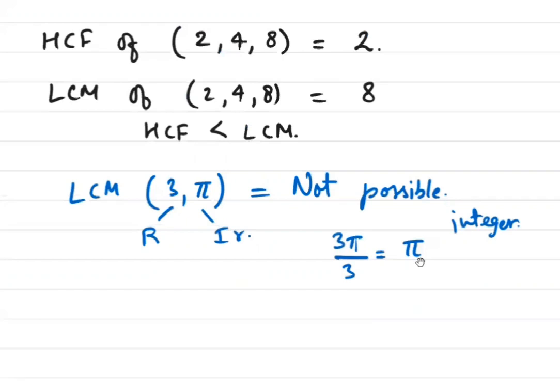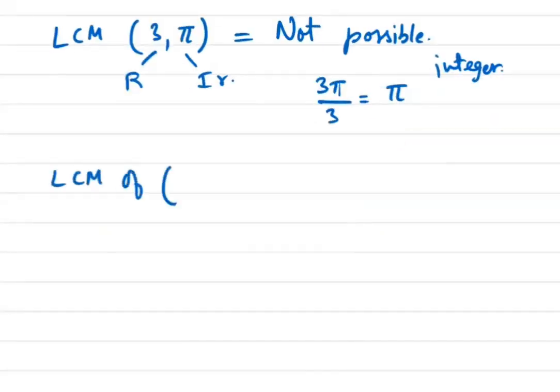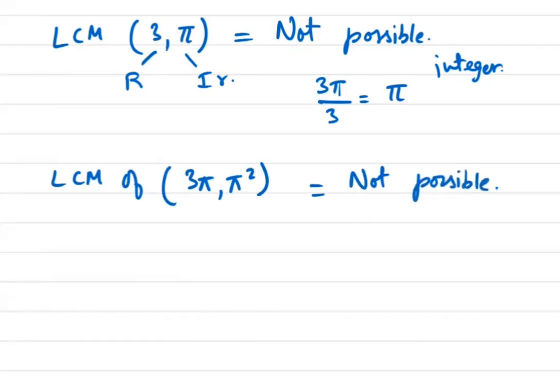One more such example could be, let's say if I ask you the LCM of 3 pi and pi square. Okay, so this is also not possible. Why is it not possible? See, these two numbers: 3 pi is irrational and this is pi square. The nature of both these numbers is different. Here it was rational and here it was irrational. Here it is irrational, pi square, and this is 3 pi.